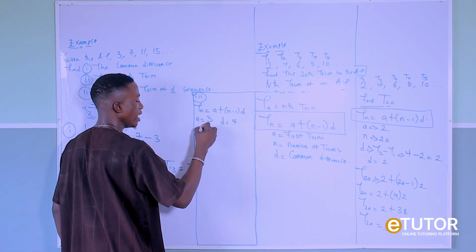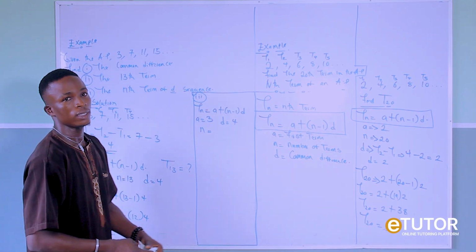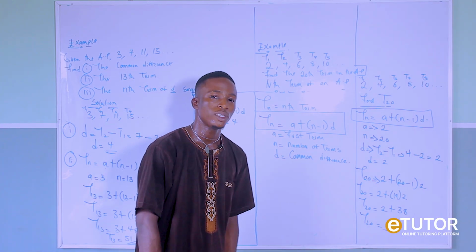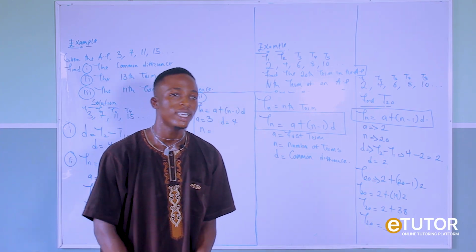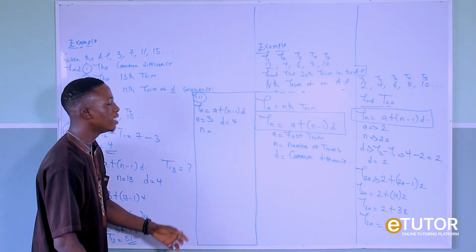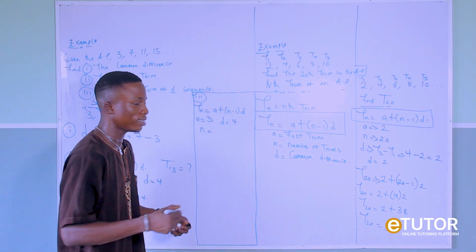So what exactly would N be? Now, if you are told to find the second term, your N will be 2. If you are told to find the 17th term, your N will be 17. If you are told to find the 1000th term, your N will be 1000. But now we're told to find the nth term. So my N will still remain N.